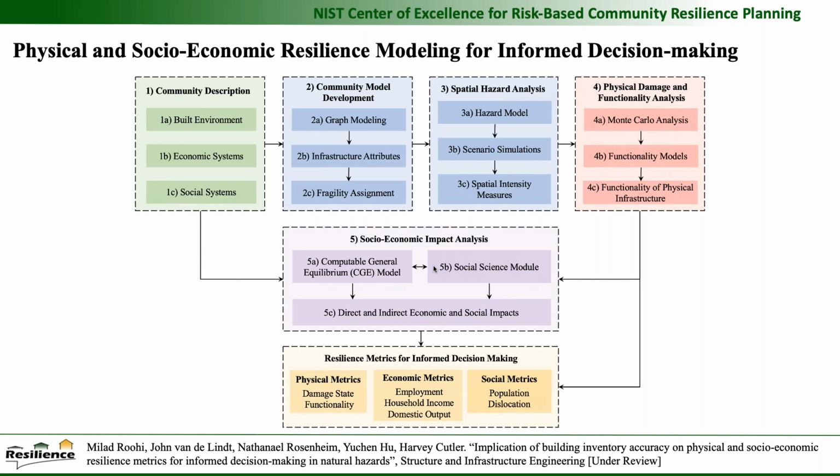Okay, so I want to move back to earthquake engineering to close the conversation. So thinking of physical and socioeconomic resilience modeling for resilience-informed decision making, this is actually a simplified block version of the Encore flow diagram that you saw. You can see we build our systems with our community description, and then we model it. We go into the spatial hazard, which in this case is an attenuation function, and then physical damage and functionality analysis, determining what's functional, and then passing that to the economics and social science modules or models to calculate direct and indirect impacts of the earthquake, and then looking at resilience metrics.